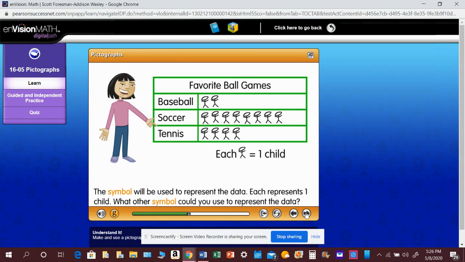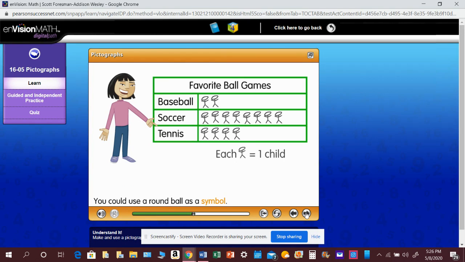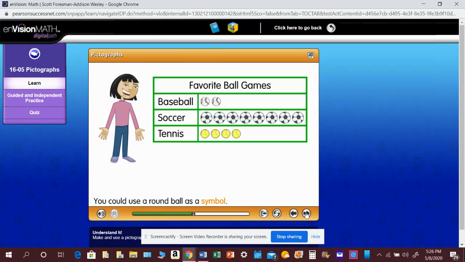And that would be what we saw on the first page when we started the lesson. We could use actual pictures of balls. So they used baseballs for baseball, soccer balls for soccer, and tennis balls for tennis. You could use a round ball as a symbol. And again, we look here. So that means 2 children like baseball, 8 children like soccer, 4 children like tennis. Draw the symbols to show the data.